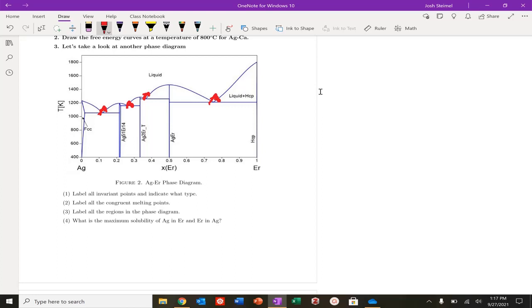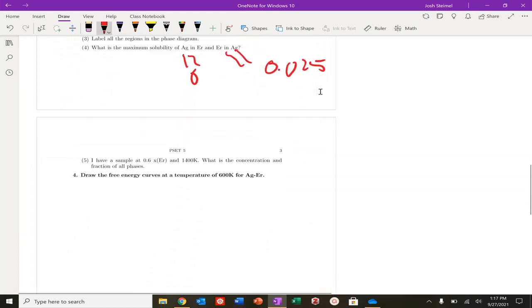Label the regions. What's the maximum solubility of Ag and Er? So how much Ag can I put in Er? Basically, this is pretty close to 0. How much Er in Ag? Well, this is a little bit better. So probably about 0.25, not quite 0.05. I think that's pretty close. All right.